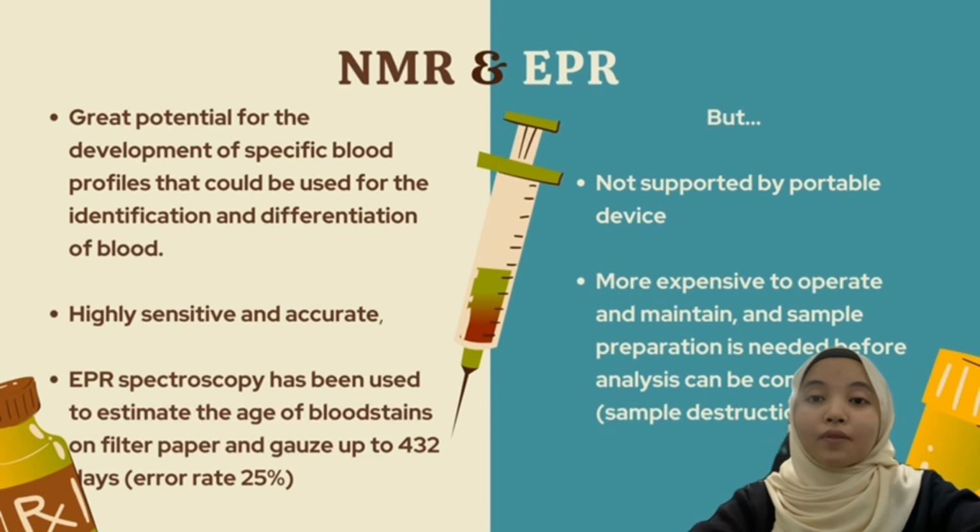Furthermore, it has been previously established that hemoglobin and other blood components undergo chemical changes as bloodstains dry, and these alterations are dependent on environmental factors such as temperature. Nonetheless, these techniques are more expensive to operate and maintain, and sample preparation is needed before analysis can be conducted. This leads to destruction of the sample, meaning that these techniques are not favorable if only a small amount of evidence is available. Thus, very few bloodstain studies have been performed using NMR and EPR.